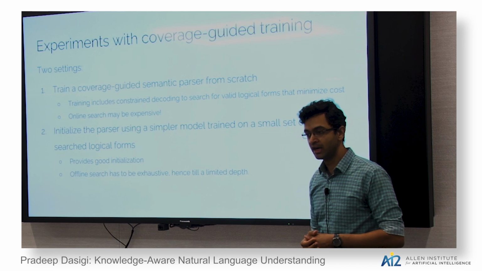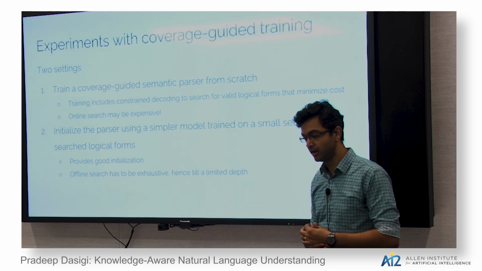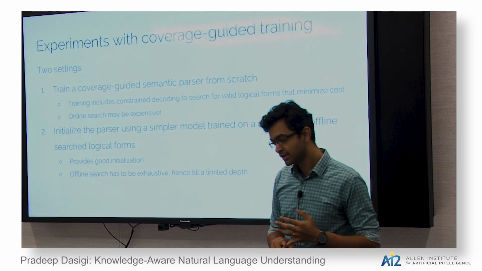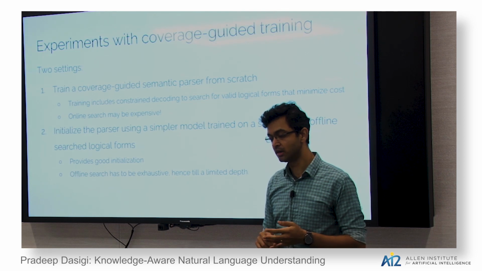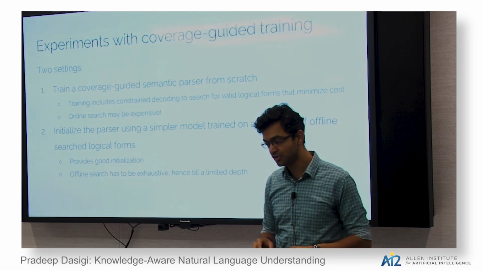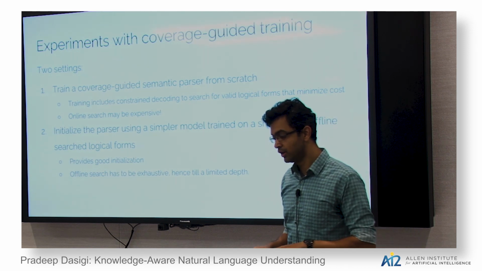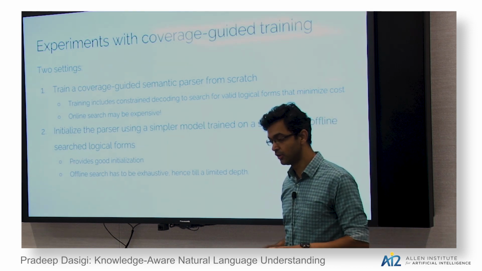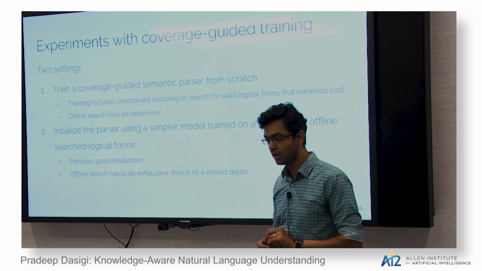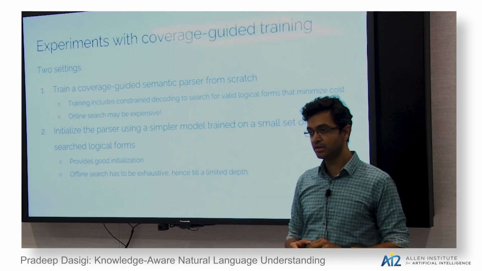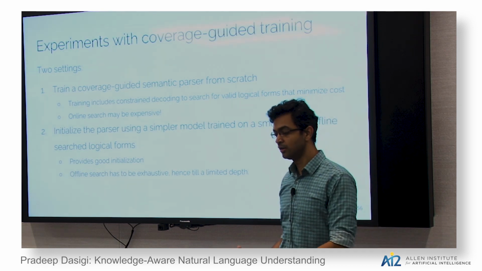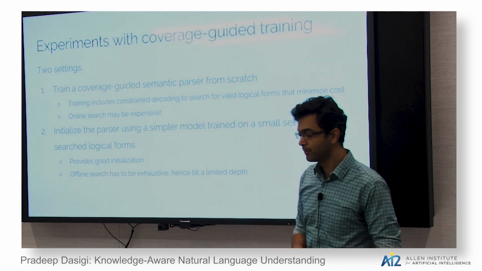Now I'll talk about experiments using coverage-guided training. I'll talk about 2 different settings. The first is when we are training a coverage-guided semantic parser from scratch, where we are using constrained decoding during training to search for valid logical forms that minimize the cost that I just talked about. One consideration there is that we are actually searching during training, so the online search may be expensive.